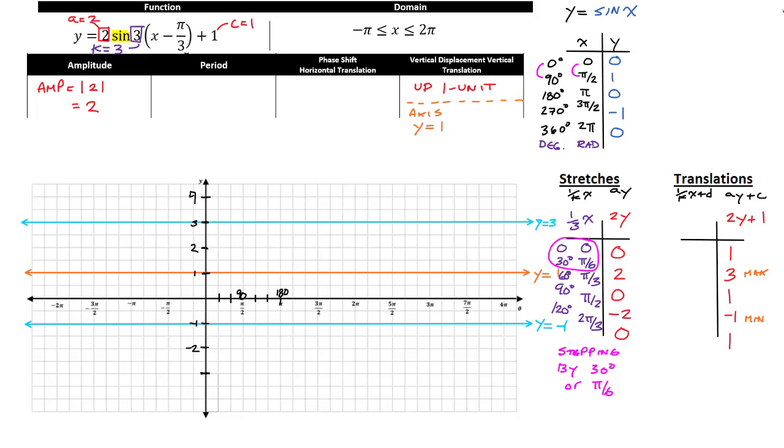So 90 degrees divided by 3 is 30. So every step is going to be 30 degrees, where before we were counting by 90 degrees each time, right? Or a pi over 2 each time. Okay, so that's all I'm basically figuring out. Each time I'm going to go by 30.